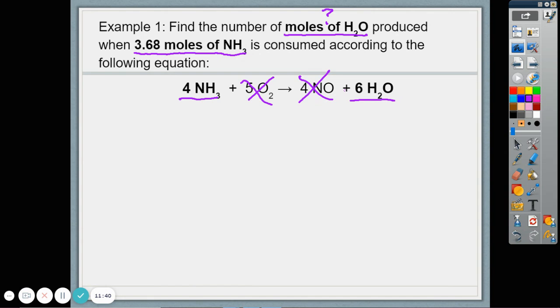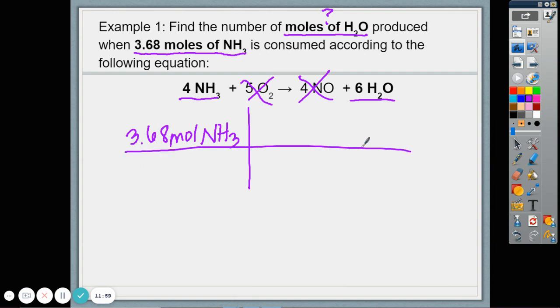But let's go ahead and start working this out. So always start with your given. So here's my given number, 3.68, and I do need to write down moles NH3 because you know what's coming. I'm going to match this exactly down here, moles of NH3.